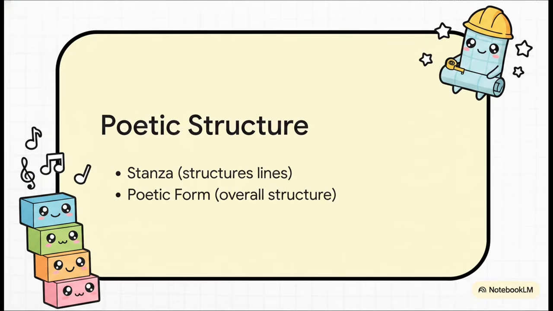Finally, to package all these poetic elements up, we look at the stanza and poetic form. A stanza structures your lines into distinct blocks, kind of like a paragraph does in standard prose. And the poetic form is the overarching blueprint that encapsulates that entire structure. It dictates how the rhyme scheme, the meter, and the stanzas all work together harmoniously.